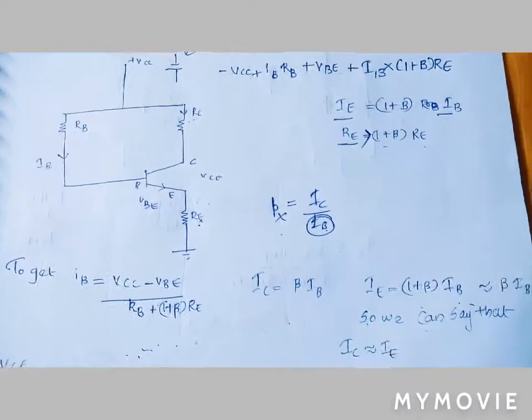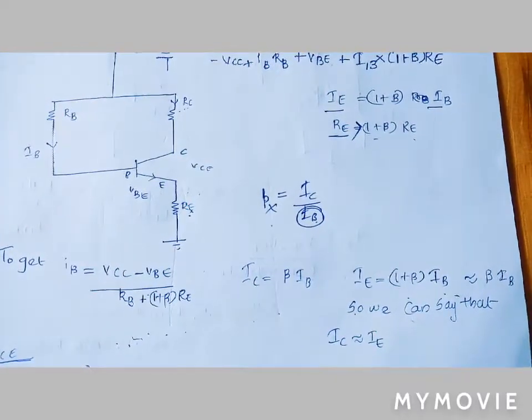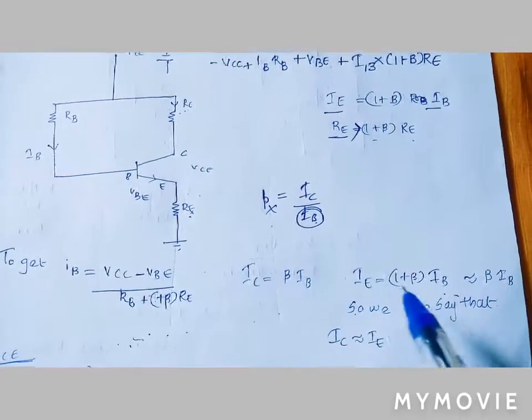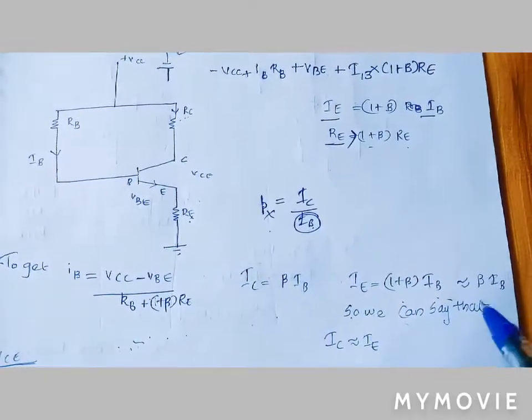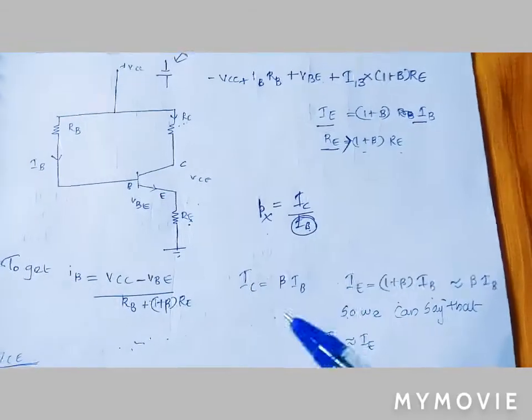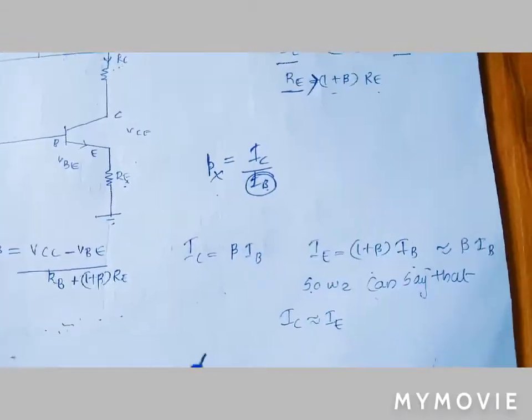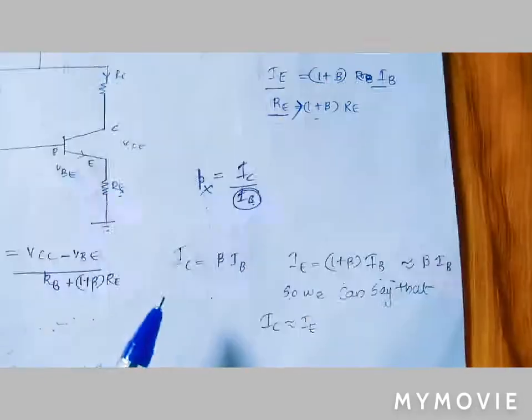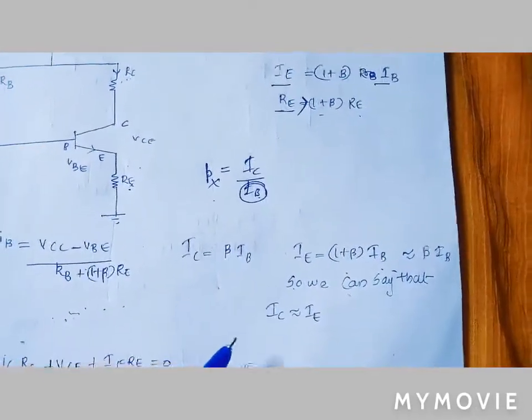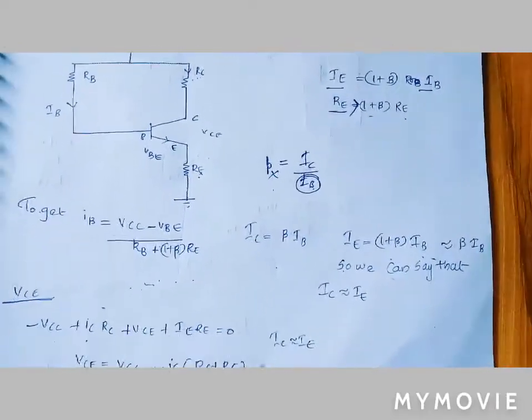If we can neglect the one, then beta IB is the answer. So IE is equal to beta IB, which means we can conclude that the collector current and the emitter current are always the same, with only a slight change.